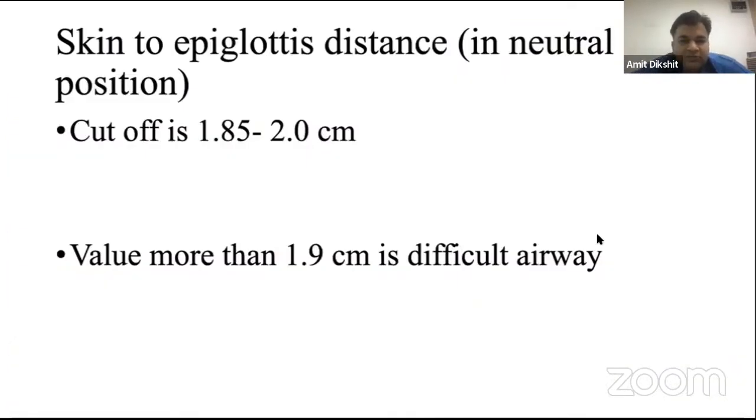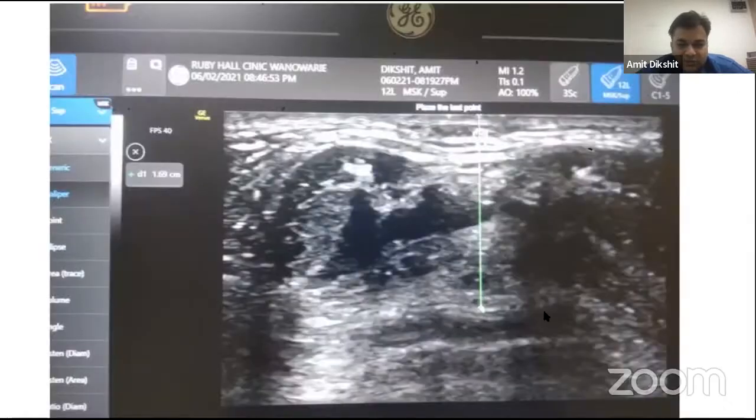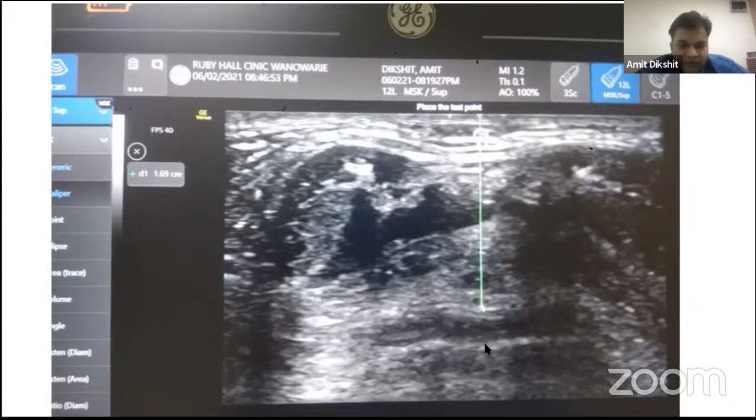So skin to epiglottis: people are talking about mid epiglottis, whether to assess at the apex, at the mid, or at the base. Different articles do not say where they have assessed, and most of the studies have just come up with a cutoff point of around 1.9 to 2. And this is the black hypoechoic area. So instead of the cursor up till here, probably the air mucosal interface is the white line, and people say that we should be calculating from the base, right down there.